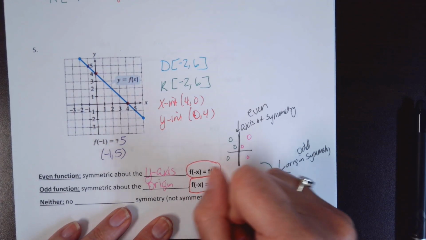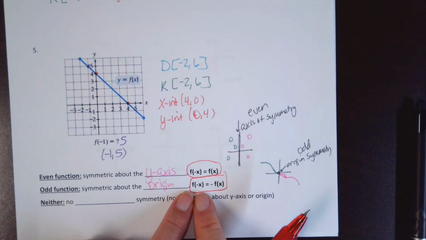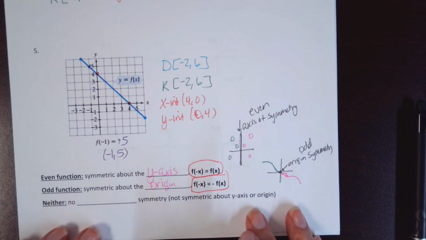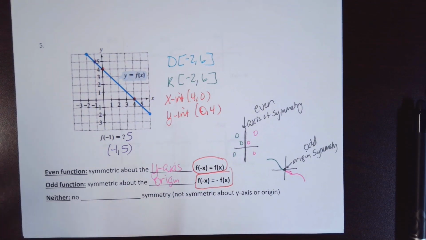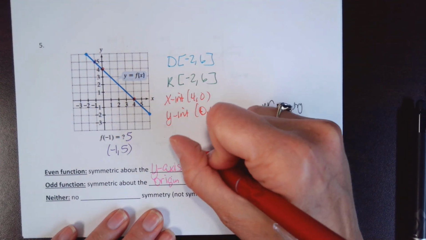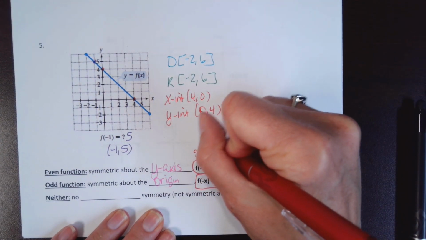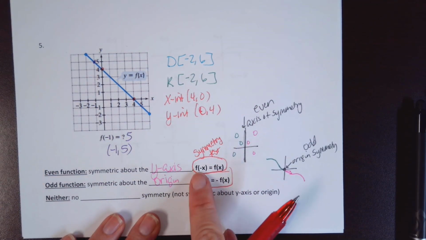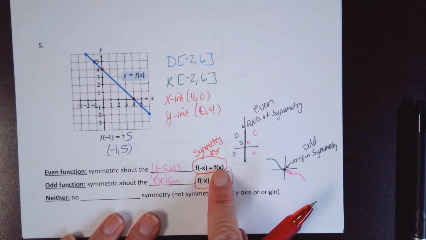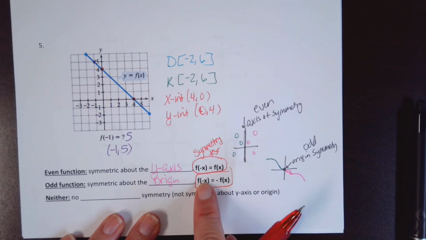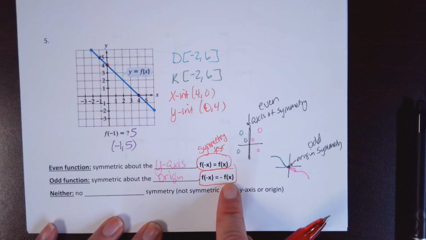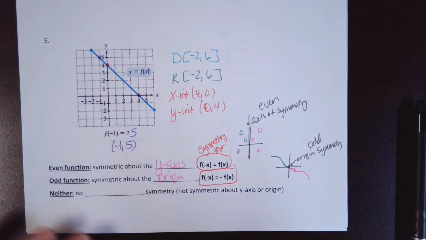And to get an odd function mathematically, I plug in that negative x and it gives me the opposite of what I started with. Now, this is not the only symmetry test that exists, but this is the symmetry test that we are going to use. I plug in a negative x, nothing changes, and I've got even symmetry. I plug in a negative x, everything changes sign, so I have the opposite of what I started with, and I have odd function symmetry around the origin.